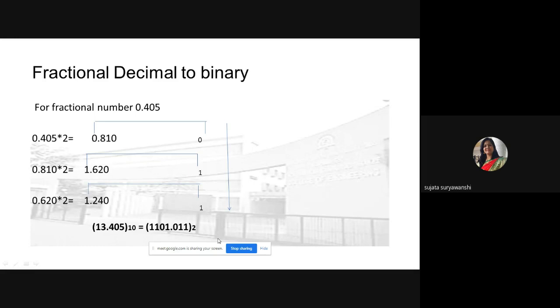Understood? Everyone got this? Yes, ma'am. Okay, so this is one example. Ma'am, can you repeat the integer part? Yes, yes.